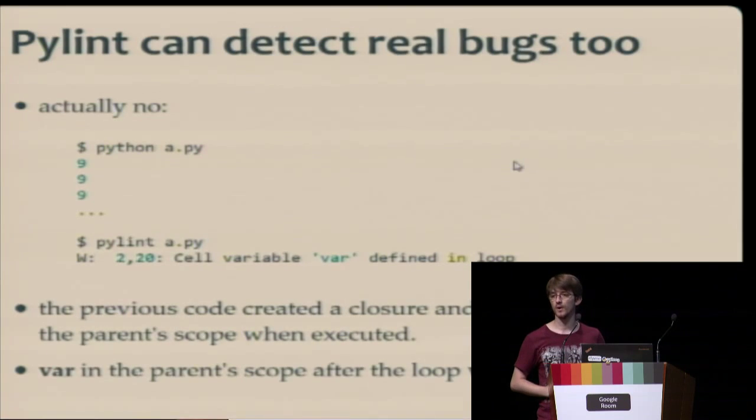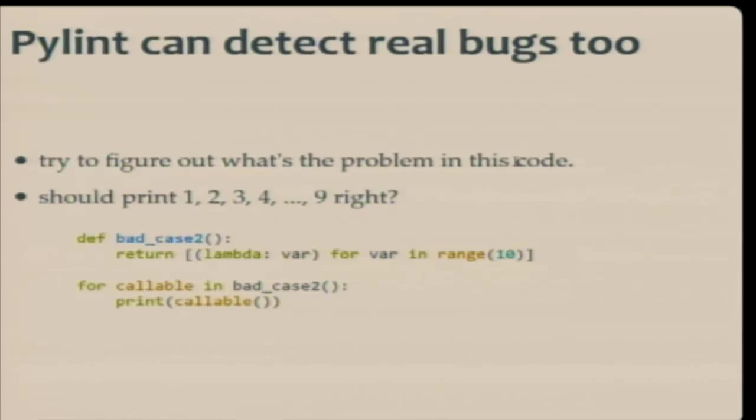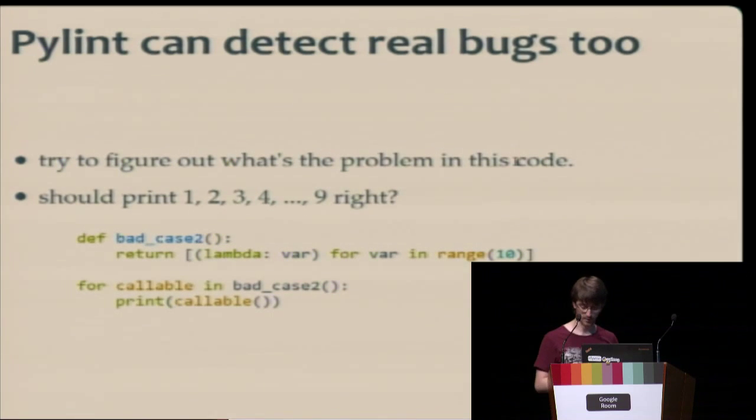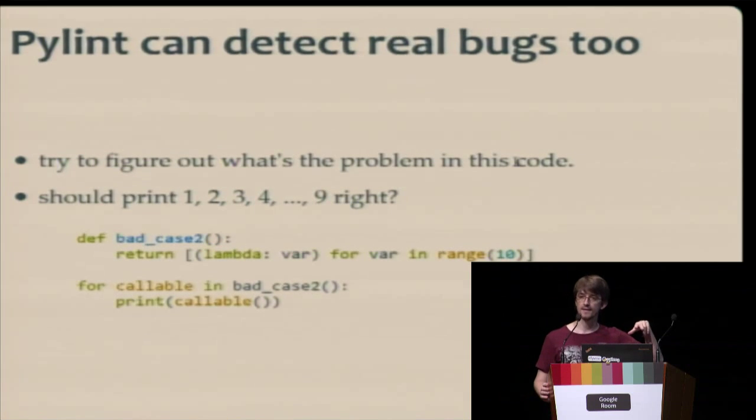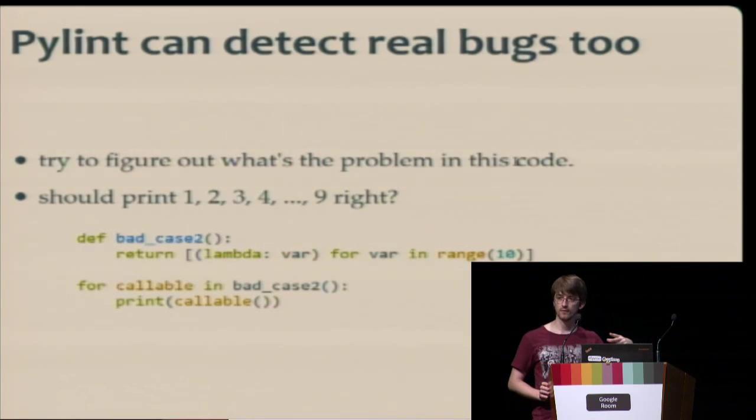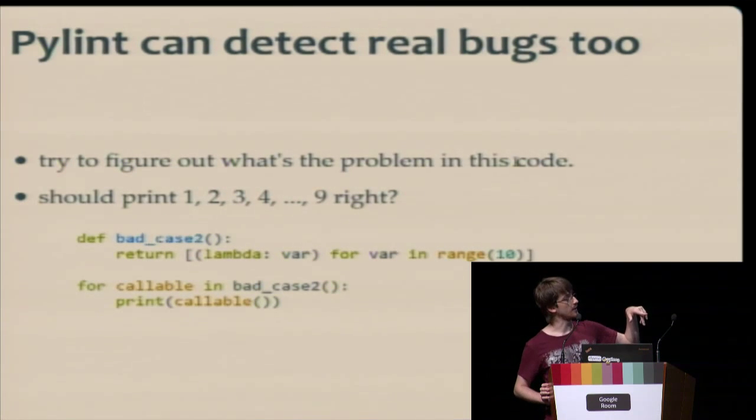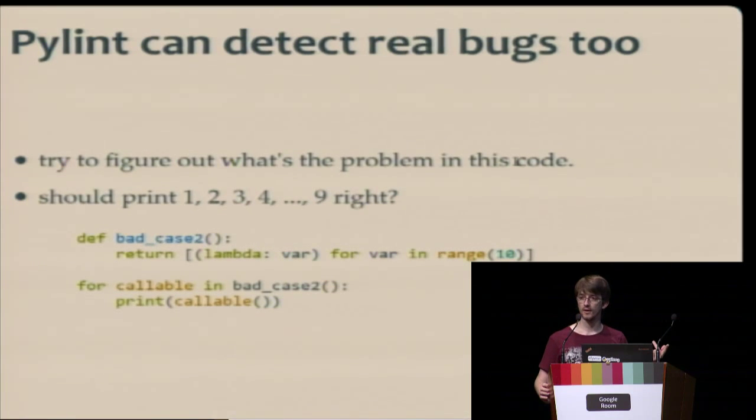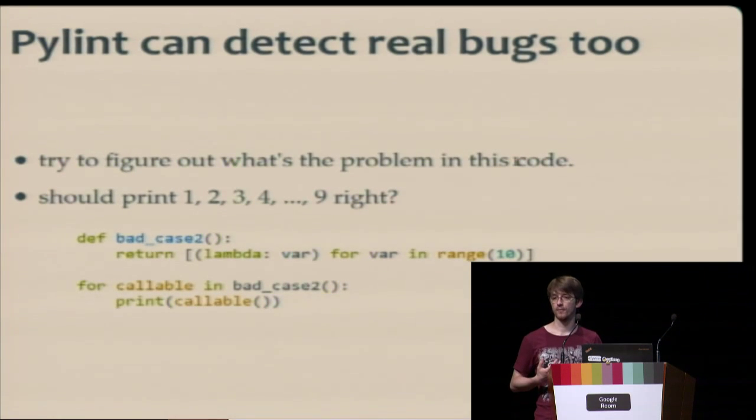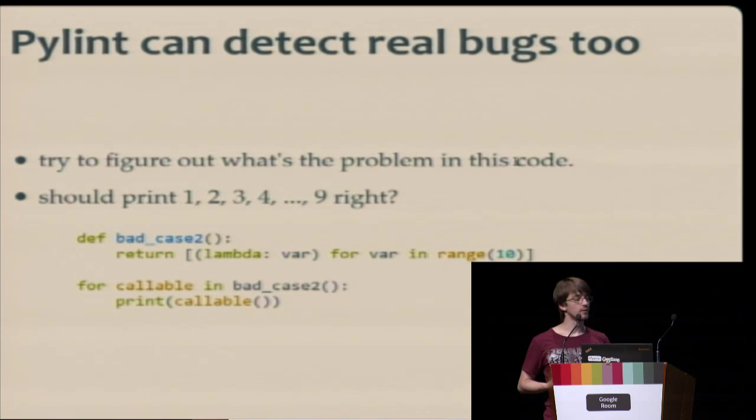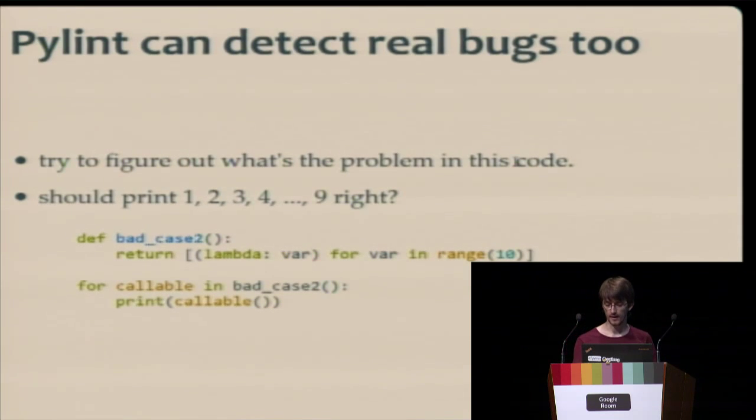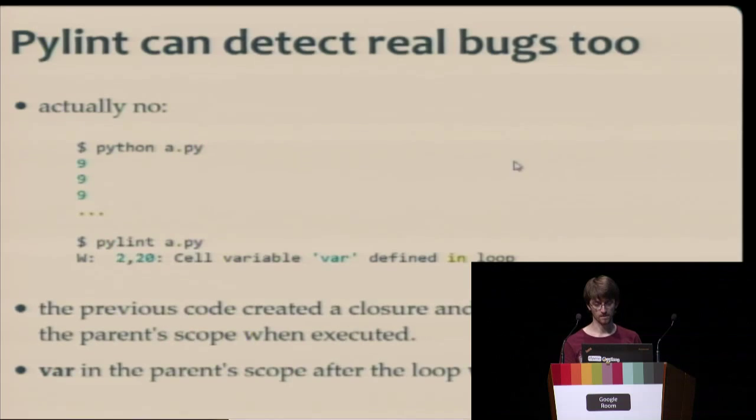Basically, what we did is we created a closure here, and var was looked up in the parent scope when called. For this particular case, the parent scope was the list comprehension, at least on Python 3. So when the for loop was executed and the callable was called, var was the last value from the for loop, which was 9. So that's a bug, and if you do a review, you might miss this, and Pylint can help you deal with this kind of situation.